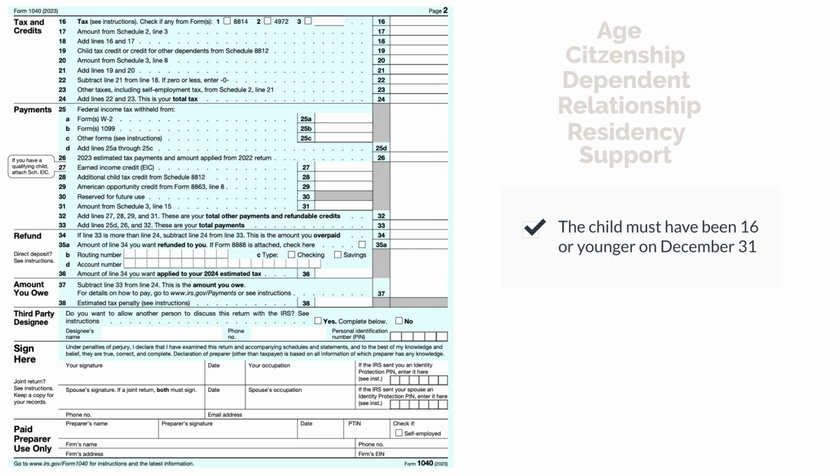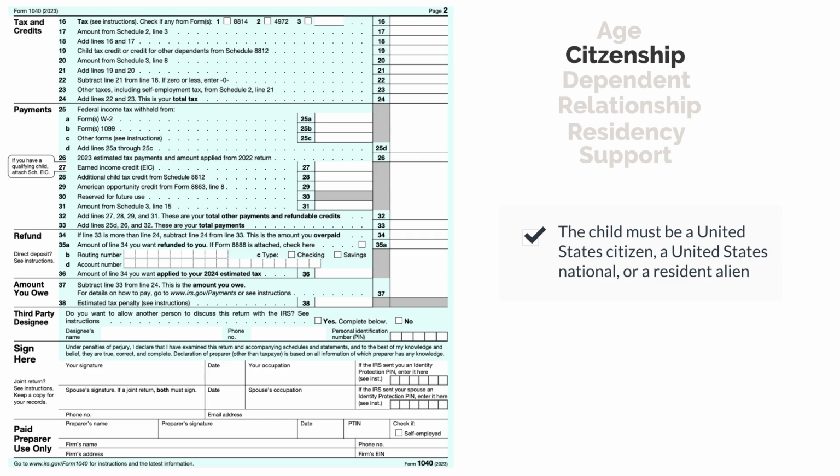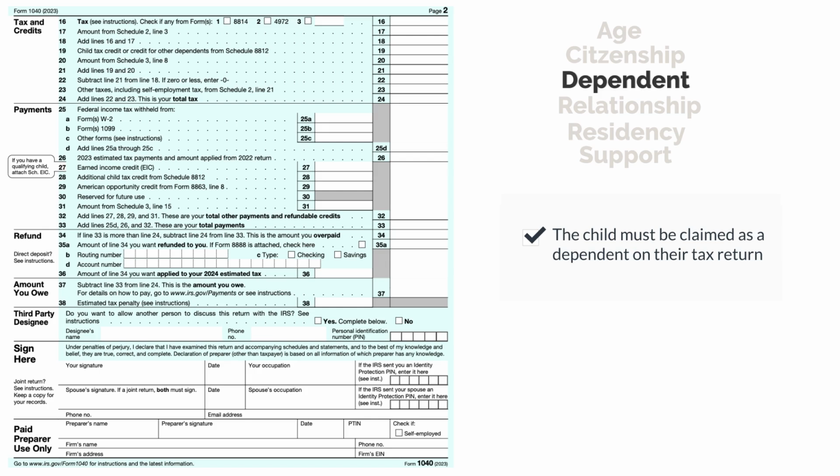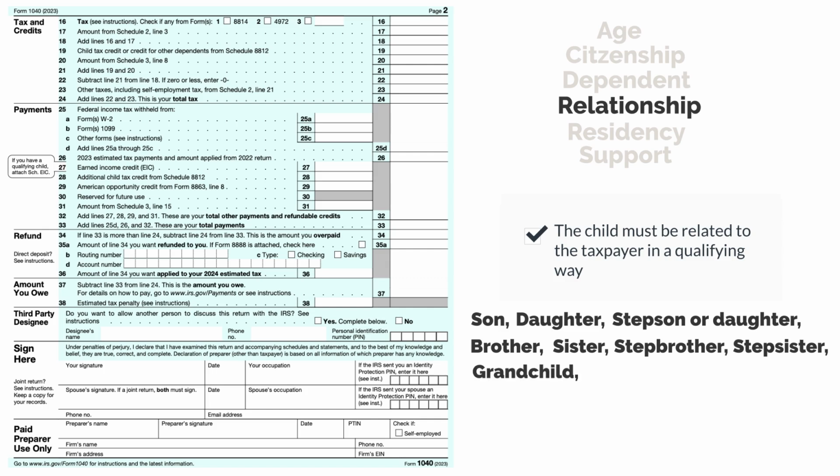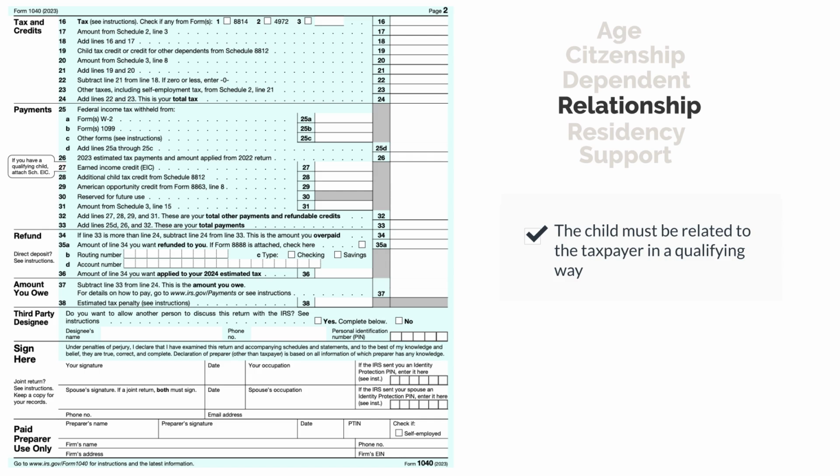Citizenship. The child must be a United States citizen, a United States national, or a resident alien. Dependent. The child must be claimed as a dependent on their tax return. Relationship. The child must be related to the taxpayer in one of the following ways: son, daughter, stepson, stepdaughter, brother, sister, stepbrother, stepsister, grandchild, niece, or nephew. This includes any legally adopted child and any child lawfully placed with them in preparation for adoption, and any foster child lawfully placed in their care.